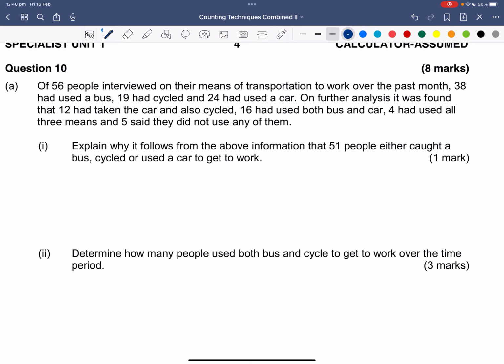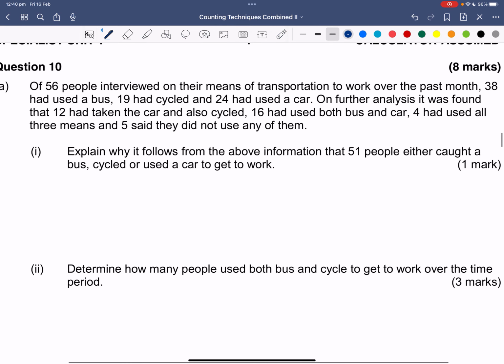First thing first, what you need to realize is it says 56 people interviewed. So that's the total. Despite that being the total, it specifically says 5 did not use any of them. So the number of people that took the bus or cycled or car, also starts with C, I'm just going to say drive for car. So the number that did B or C or D is everyone in the universal set, so the total, minus the number that didn't do any of them. So the number that didn't do B and didn't do C and didn't do D.